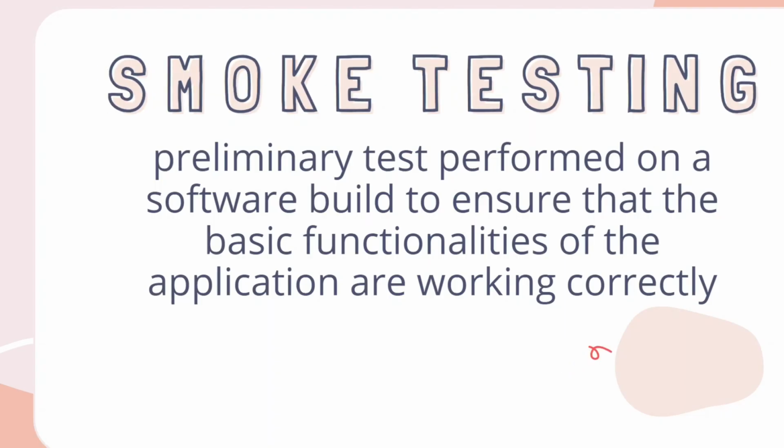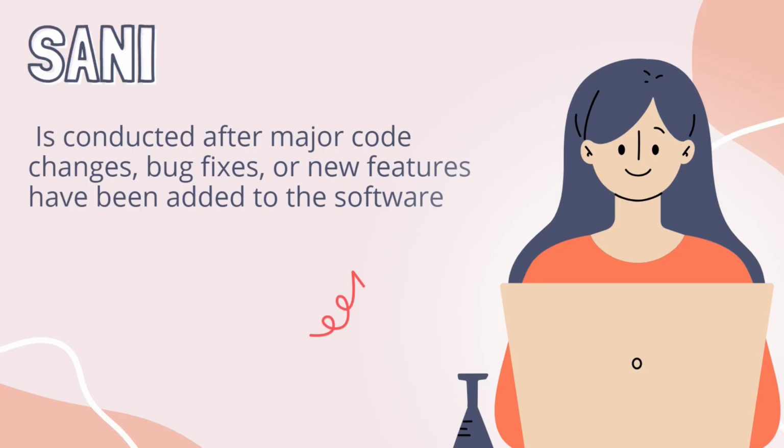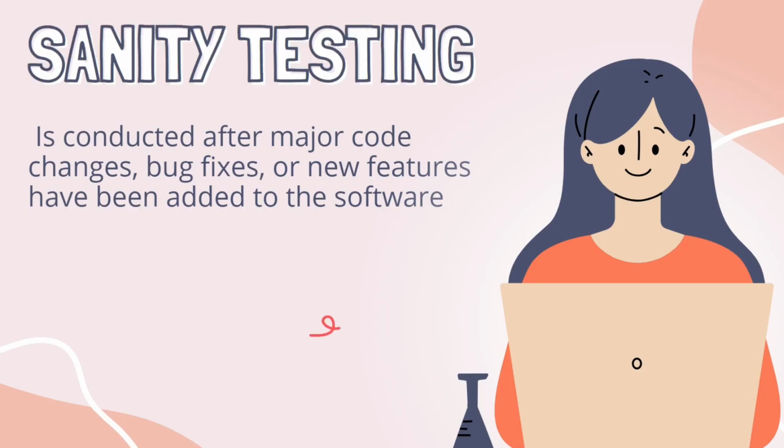So, in summary, smoke testing is performed early in the development process to quickly assess the overall stability of the software, while sanity testing is conducted after specific changes or fixes to verify that they did not adversely affect the existing functionality. Both types of testing are essential for maintaining software quality and stability.